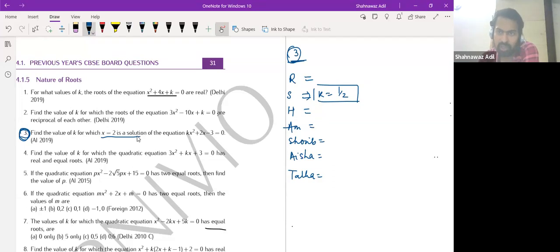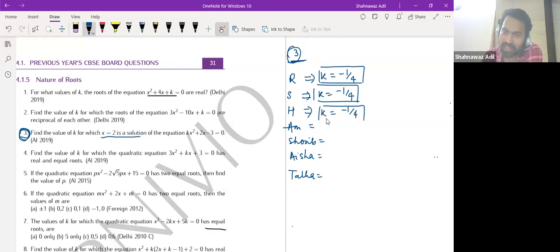I didn't understand the problem. I'm getting a different answer. So what answer are you getting? Just k equals minus 1 by 4. Shaima got it in the first place. Yes, Harshit, Amar, Shoaib, Aisha, and Talha, what about you guys? Sir, I actually want to change my answer back. Sir, k is negative 1 by 4. Okay, so k equals negative 1 by 4.